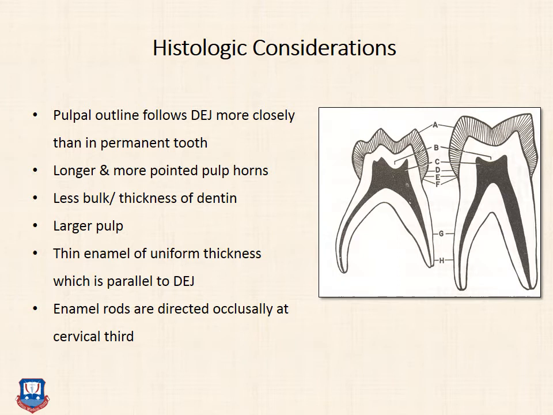Then it has less bulk or thickness of dentine. So the thickness of dentine in primary teeth is less compared to that of the permanent teeth. The primary teeth have larger pulp chambers and thin enamel of uniform thickness which is parallel to the DEJ, the dentino-enamel junction. The enamel rods, which I have mentioned before also, are directed occlusally for the primary teeth, while cervically for the permanent teeth.